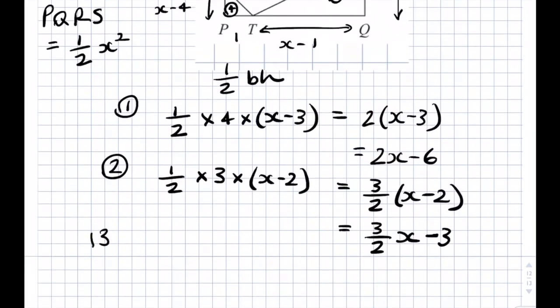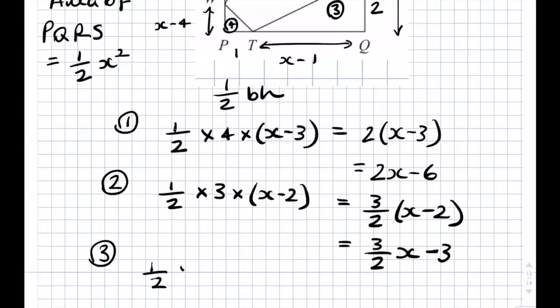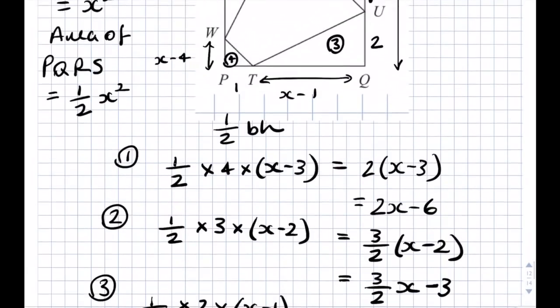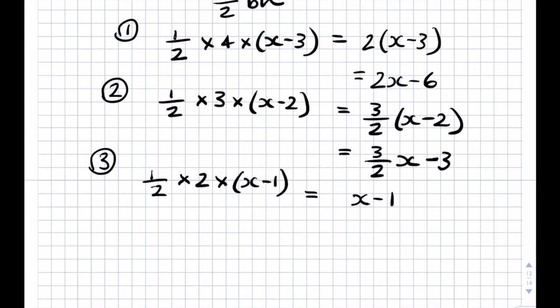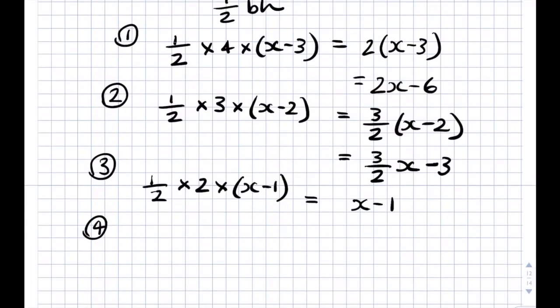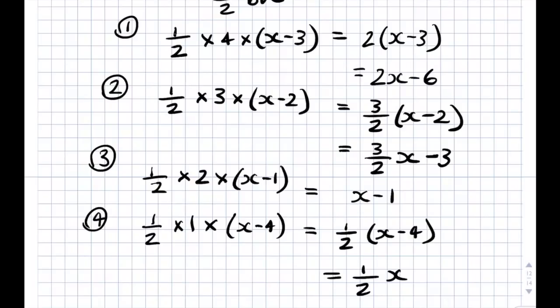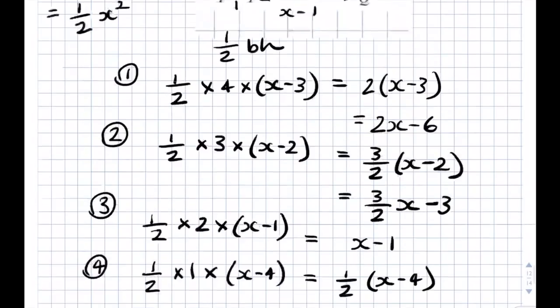Shape 3. It's going to be a half times 2 times x minus 1. That's going to just equal x minus 1. And then shape 4. It's going to be a half times 1 times x minus 4. It's going to be half bracket x minus 4, which simplifies to a half of x minus 2. And now we can write our formula.